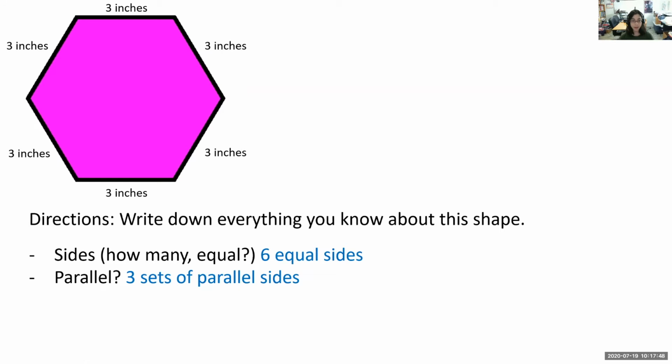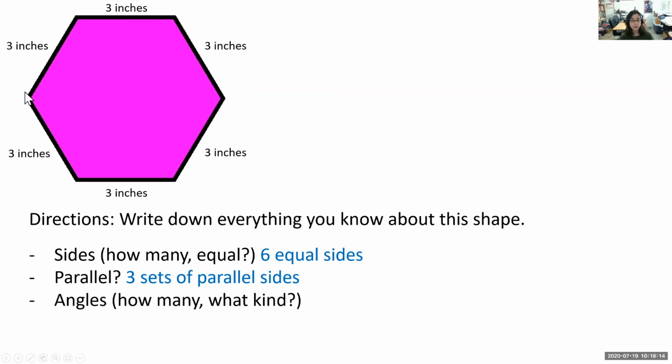Now let's talk about the angles. How many angles are there and what kind of angles are these? So first let's look at how many angles. So I see an angle here. This is 1, then 2, then 3, then 4, then 5, then 6. So I have 6 angles total.